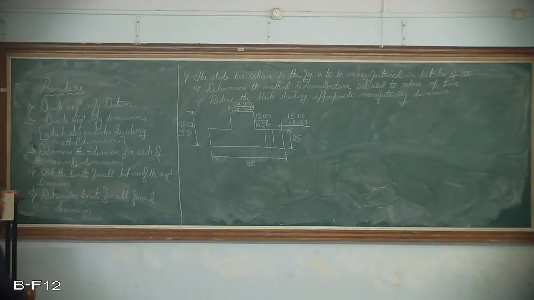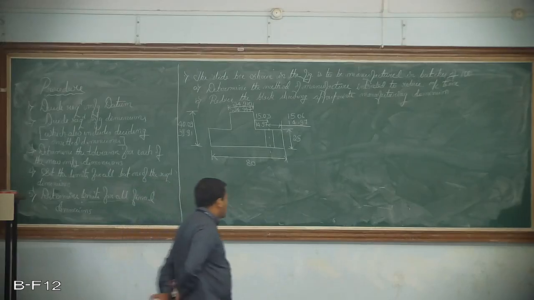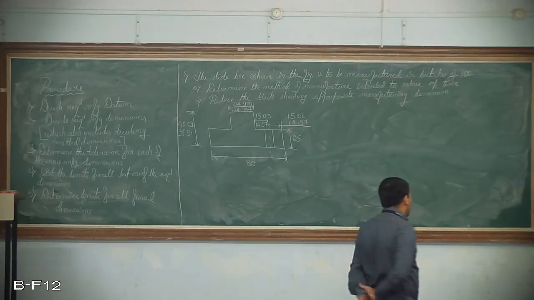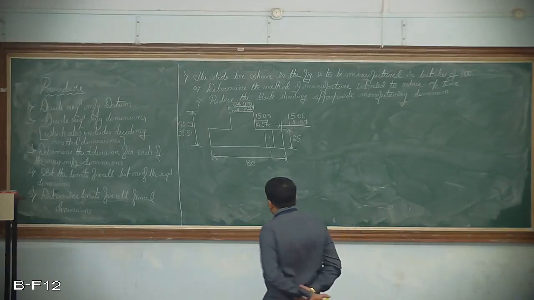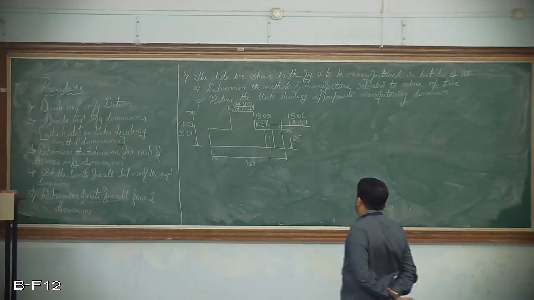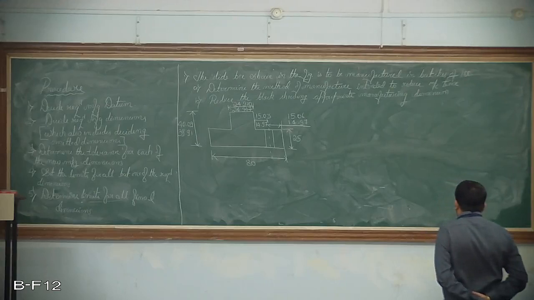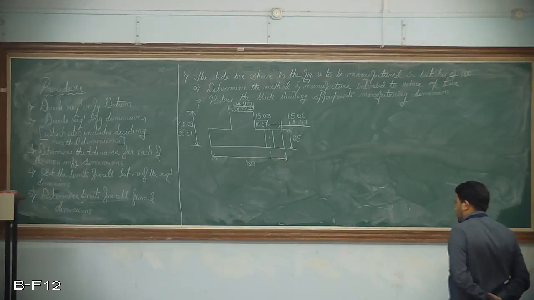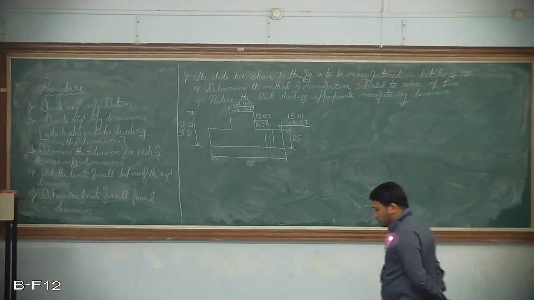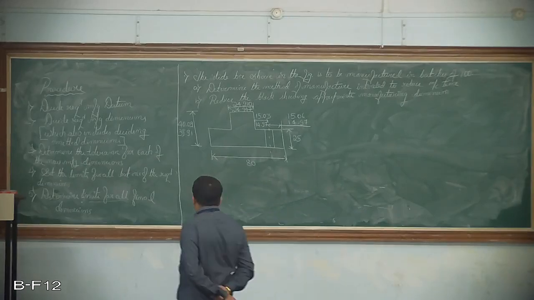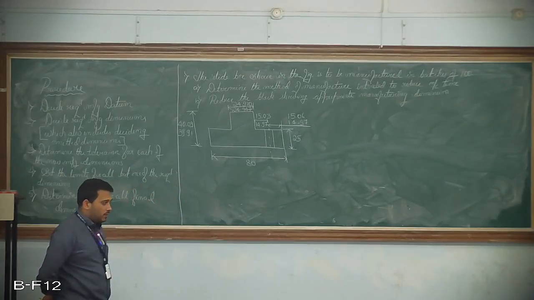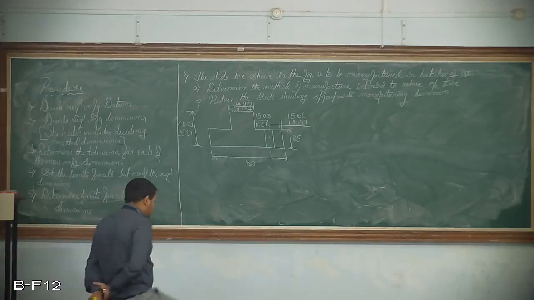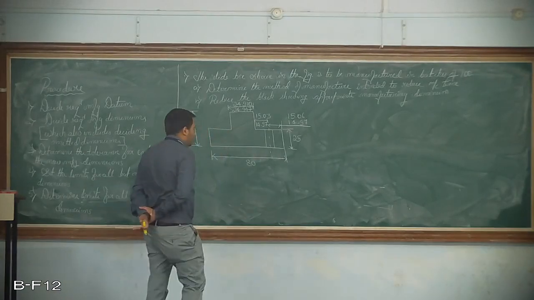Now, the slide block shown in the figure is to be manufactured in batches of 100, and they have asked you to determine the method of manufacture intended to reduce machining time. That means they have asked for the sequence of operations, and then they have asked to redraw the block showing appropriate manufacturing dimensions. That means they want the new manufacturing layout.